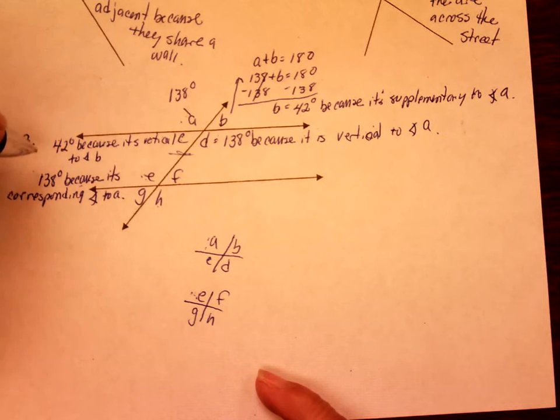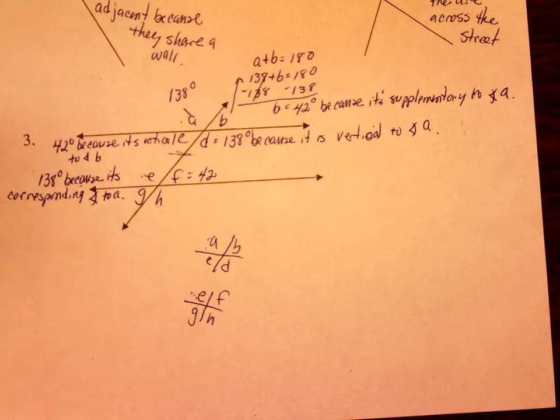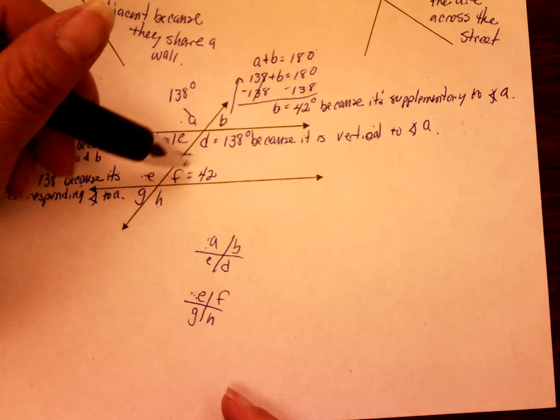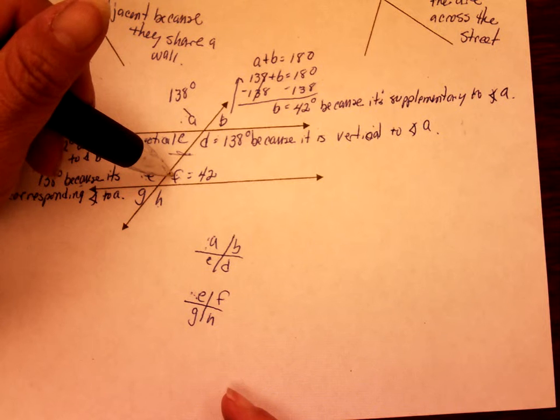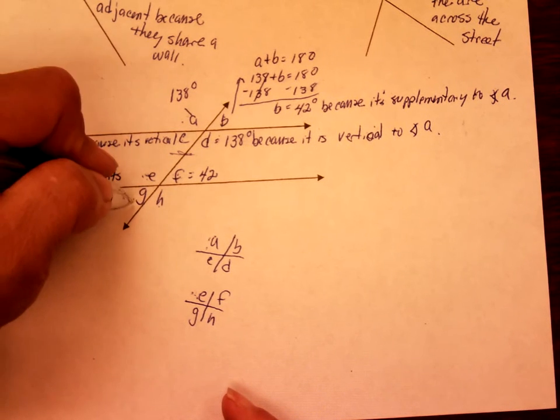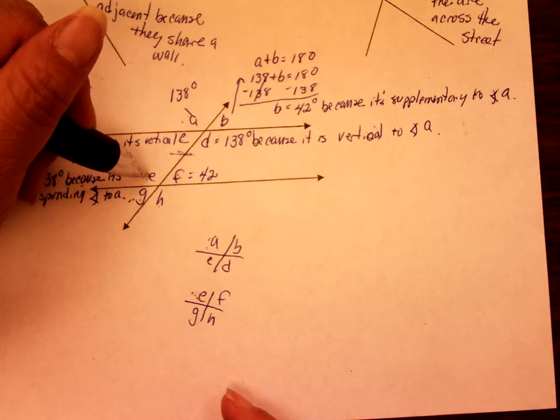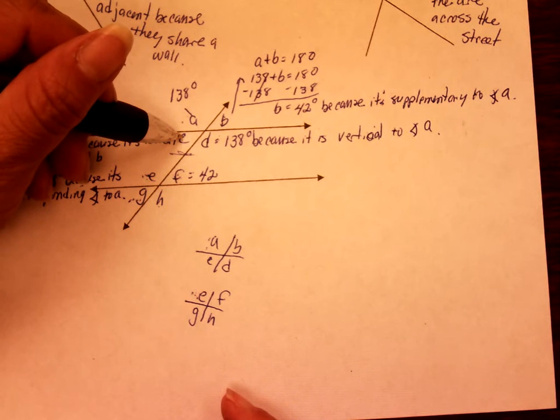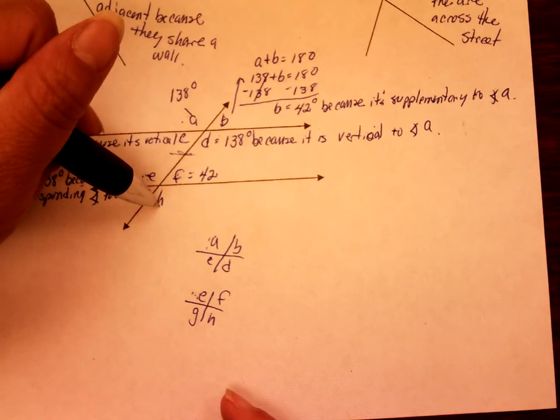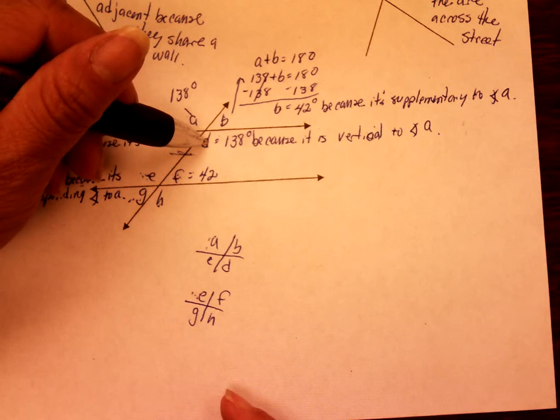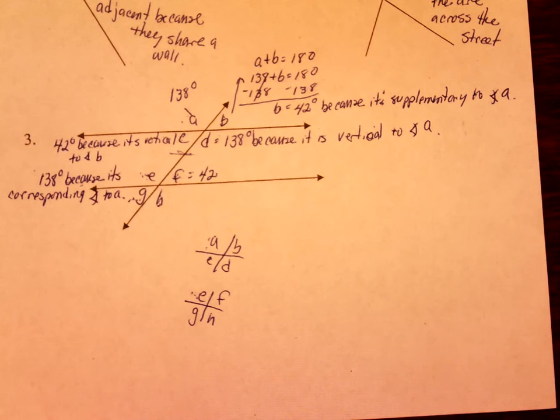Once you know E, you can say F is equal to 42 degrees. Now here are your reasonings. You can say it's supplementary to E, or you can say it's corresponding to B. Lots of different reasonings. You could say G is 42 degrees because it's vertical to F, or supplementary to E, or corresponding to C. And then H is 138 degrees, and you can say because it's vertical to E, or corresponding to D, or supplementary to G, or supplementary to F. So there are lots of reasonings you can give for geometry.